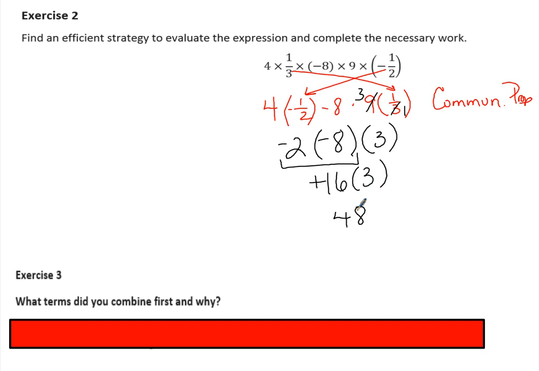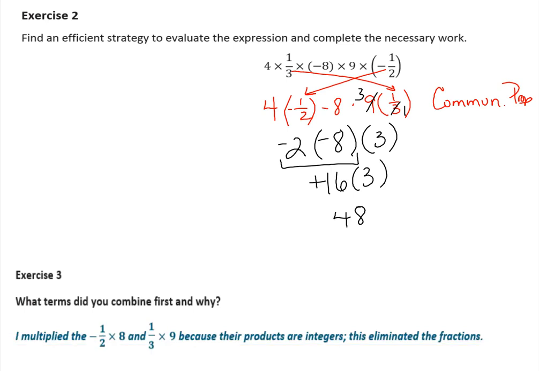Now, what terms did you combine first and why? Well, that's what I was telling you. I multiplied the -1/2 times 8 and the third times 9 because their products are integers, and that way we would get rid of those fractions.